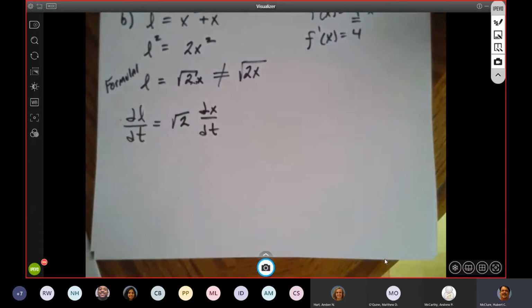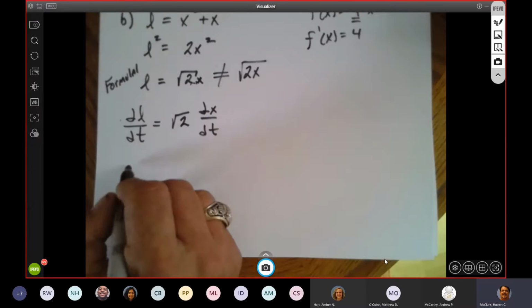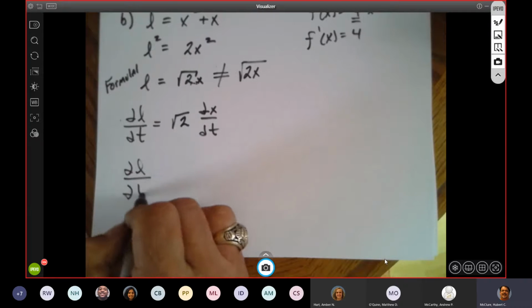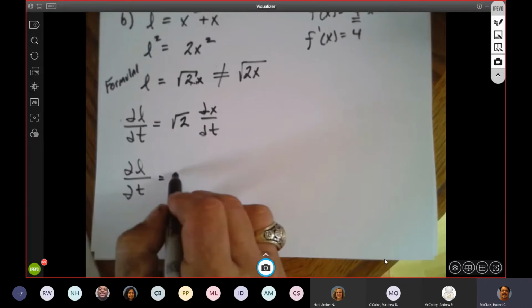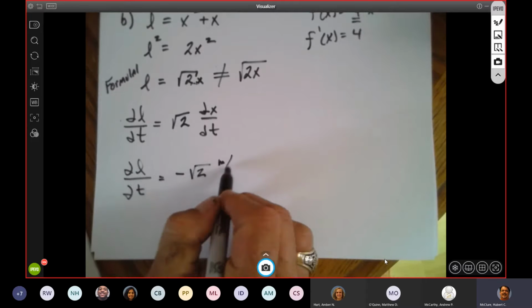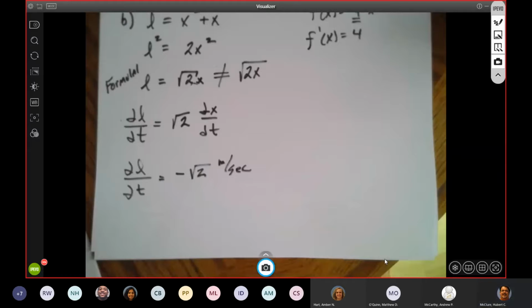Now, of course, we know that dx/dt is -1. So plug that in. So the length of our diagonal is changing at square root of 2 meters per second, and it's decreasing.